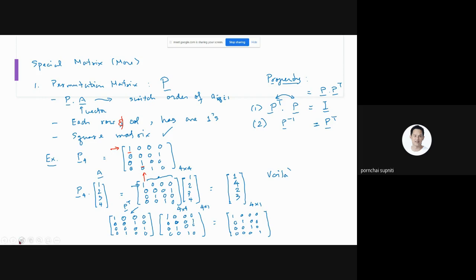So if someone asks you which matrix has the inverse as its own transpose, what do you say? Which matrix has an inverse as its transpose?